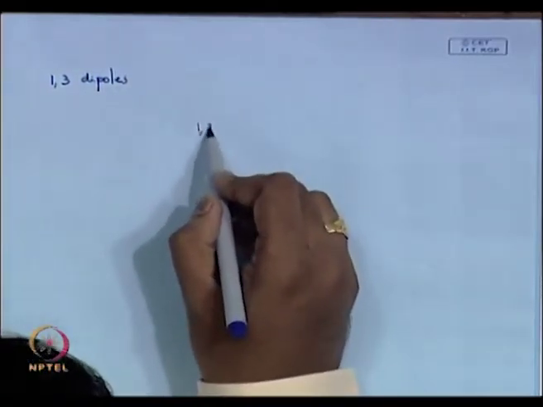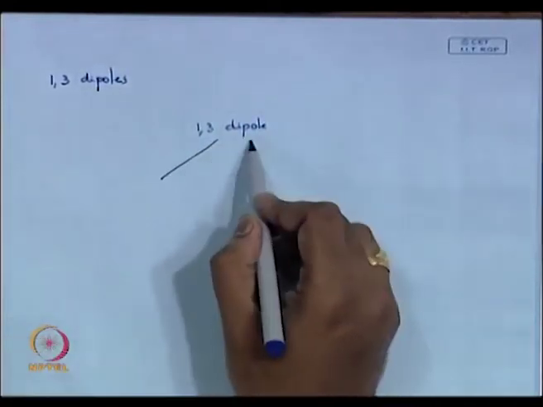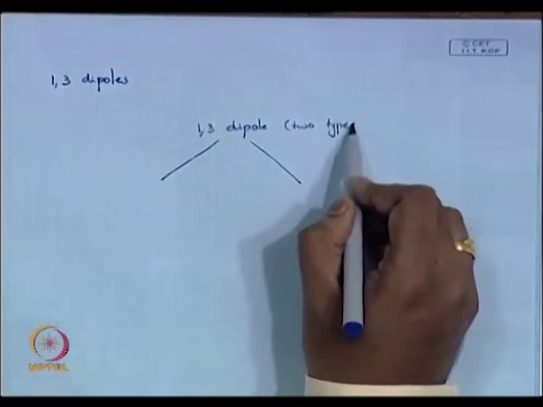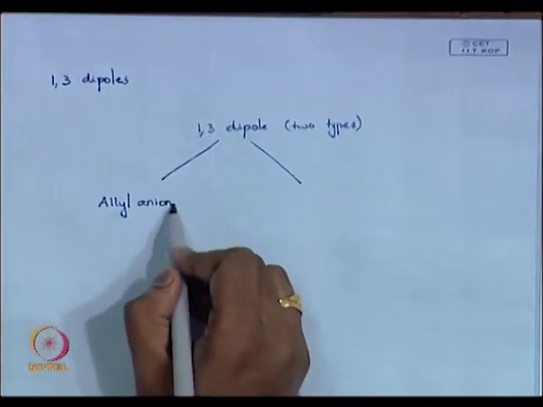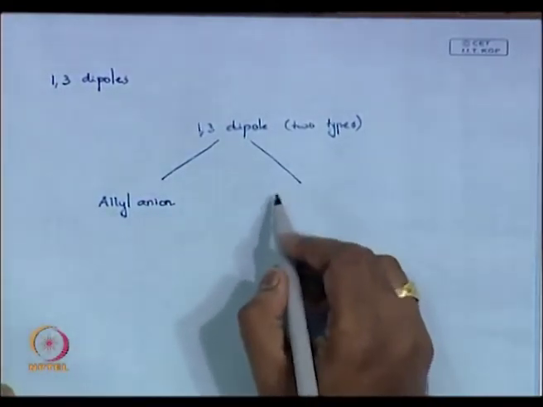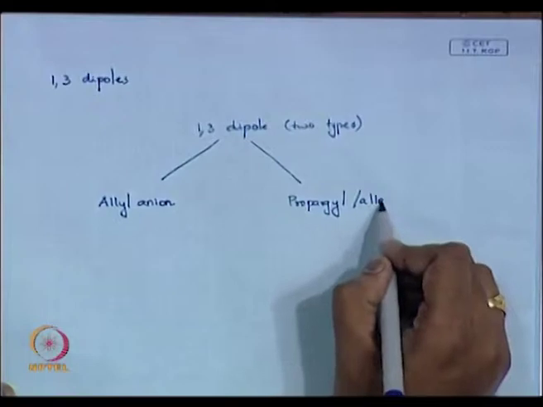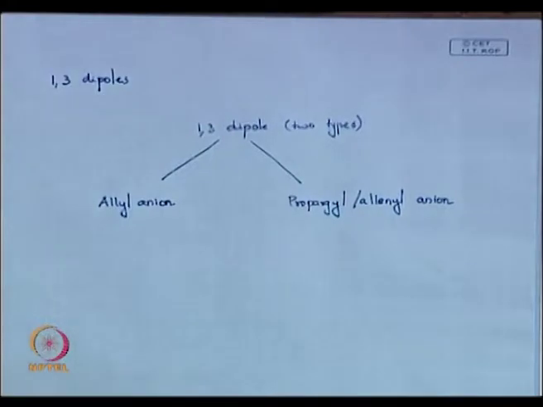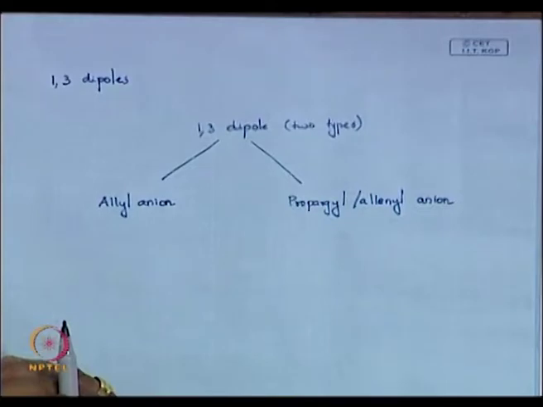If you take 1,3 dipoles, they can be broadly classified into two types. Okay, you can classify them into two types. One, you call allyl anion type, another will be propargyl, or you can also call them allenyl anion. So, that is how you can broadly classify your 1,3 dipoles. One will be allyl anion, another will be propargyl.